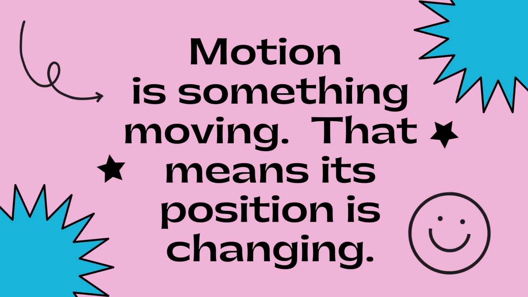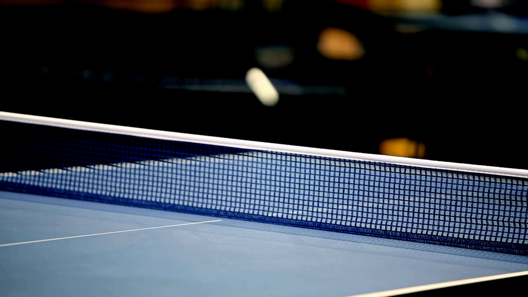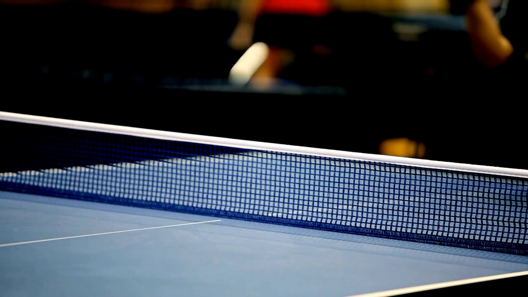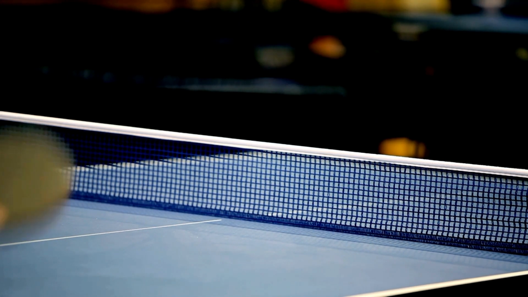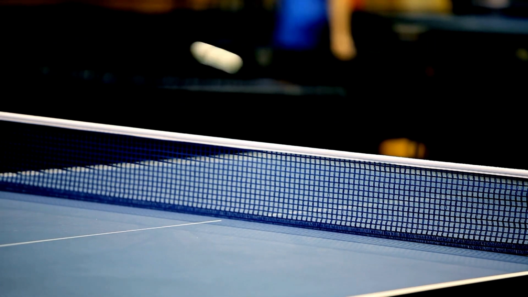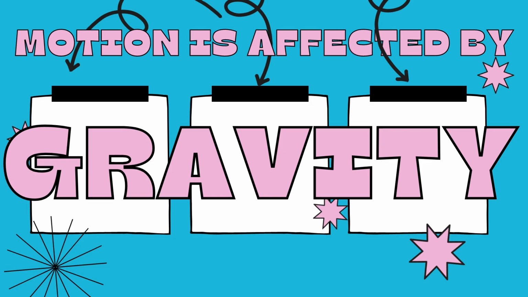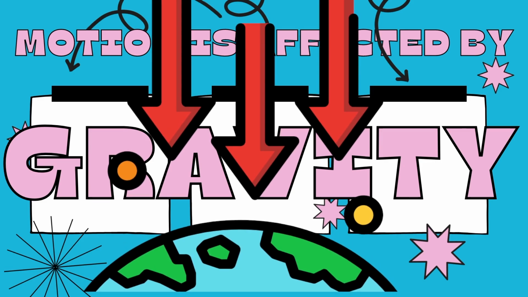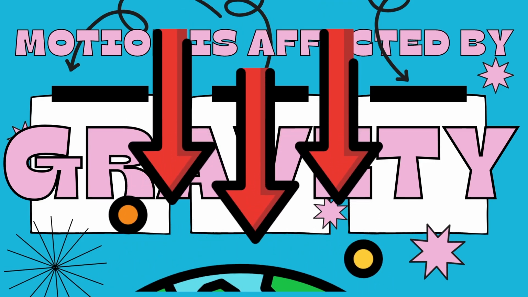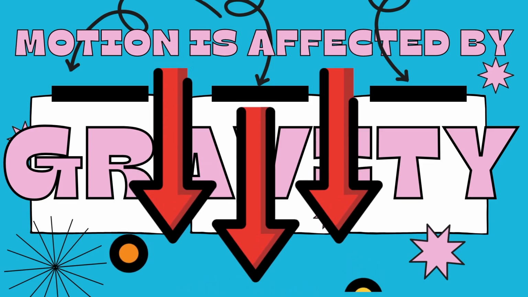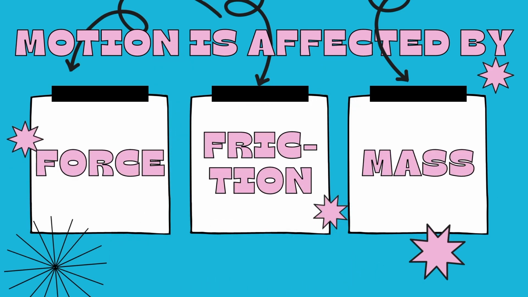First, when we talk about motion, we mean something's moving. It's on the move. It's changing its position or its location. An object's motion can speed up, it can slow down, it can even change direction. I'm sure you already know that gravity can affect an object's motion, but that's not all. Motion is not only affected by forces like gravity, but it's also affected by friction and by mass.